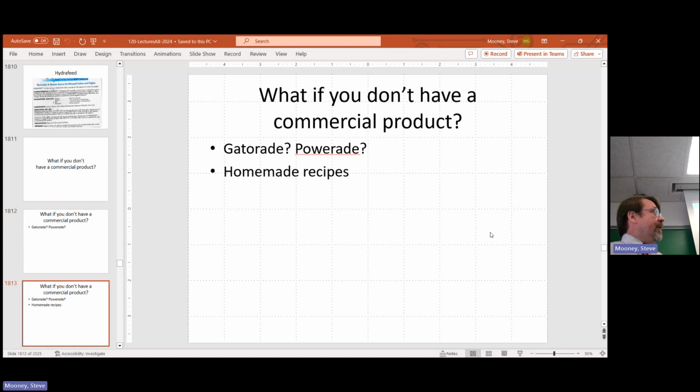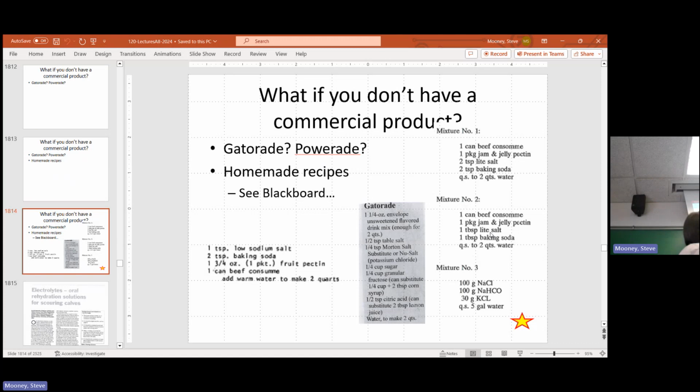There's a lot of homemade recipes out there. So we've got low sodium salt, baking soda, that's going to get bicarb and sodium in there. Some pectin to slow things down, a little beef broth in there. So same sorts of ingredients moving through. This is just pure electrolytes in there. So you've got table salt, sodium bicarb, and then salt substitute, sodium chloride. So lots of things out there.